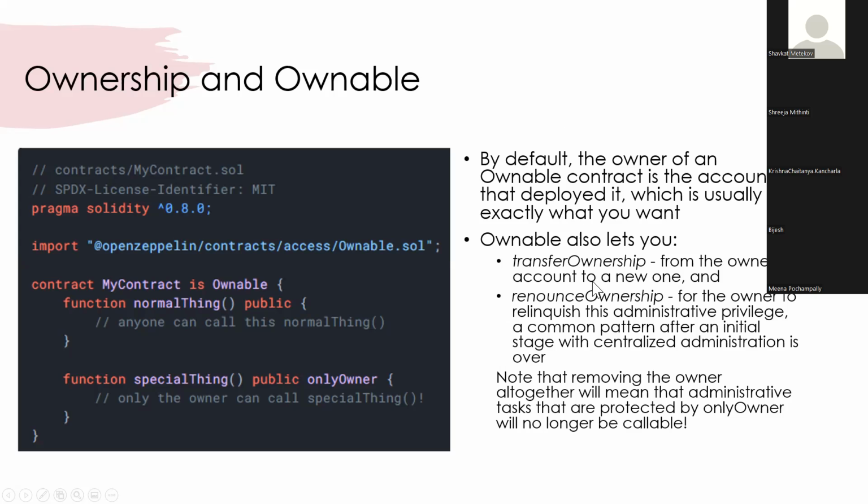Another thing Ownable allows you to do is to transfer the ownership from the owner to a new one, and also renounce the ownership. And this will essentially just stop this function from functioning. You wouldn't be able to call this anymore. If you try to call it, it wouldn't work. So that's what this explains: removing the owner altogether will mean that the administrative tasks that are protected by onlyOwner would no longer be callable. So if you renounce the ownership, this is going to be obsolete.